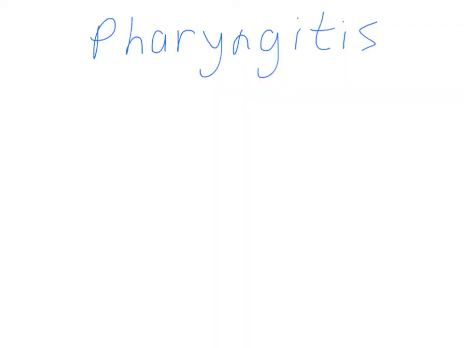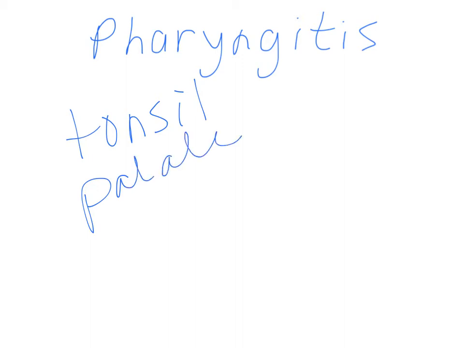All right, we're going to talk about pharyngitis. This includes the tonsils, the palate, and the uvula. Usually you have a scratchy throat. There's typically red patches, exudate, fever, and with pharyngitis you will have cervical lymph node enlargement. With pharyngitis you can have a viral, and you can also have bacterial and fungal.